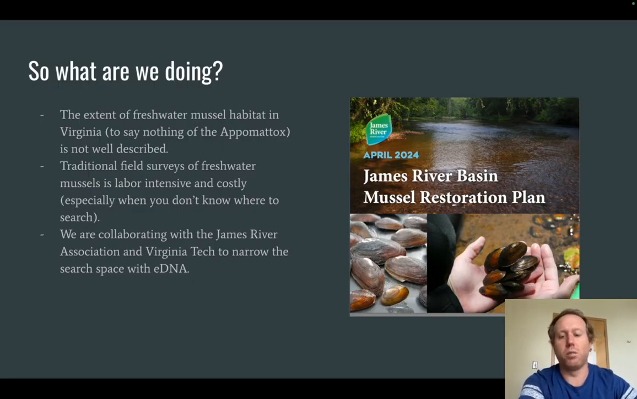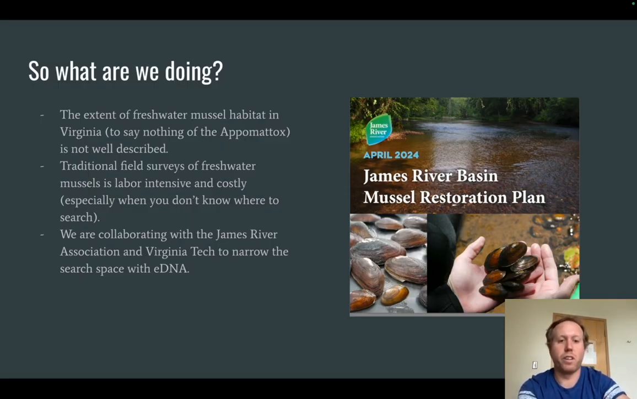That's why eDNA is really useful in this setting: we can work our way upstream in a lattice network, go to various points, get a water sample, and see if we detect a particular freshwater mussel species. We can narrow the search space for our traditional field surveys, which saves time and money, especially on the salary side of things, by identifying the areas they should search. Then we can figure out from the trends in what we detect, and whether they actually find mussels there, what the suitable habitat is, so we can know better what we should protect.